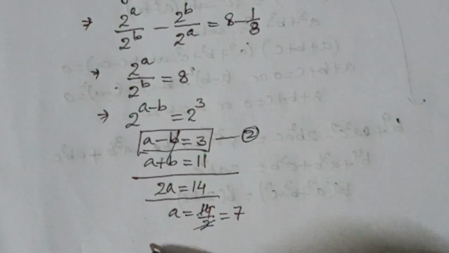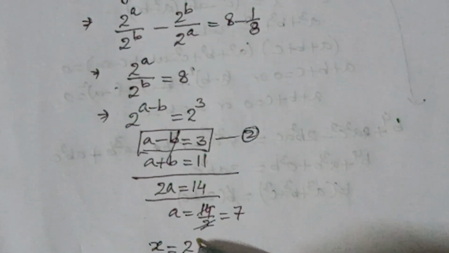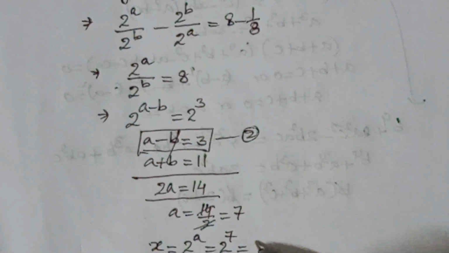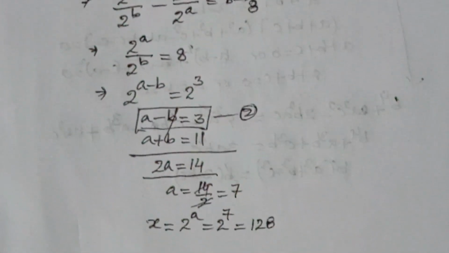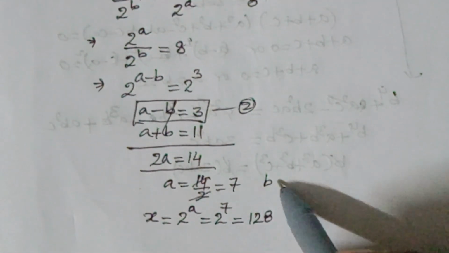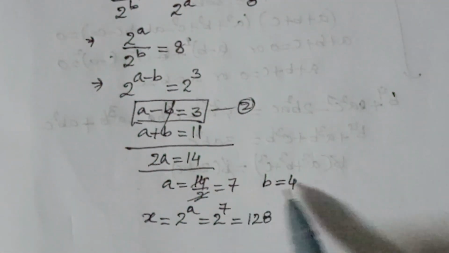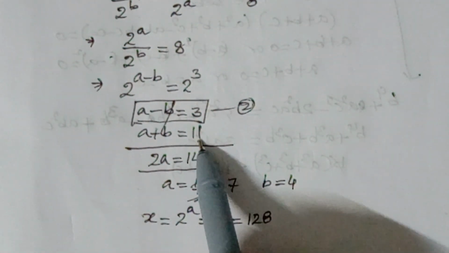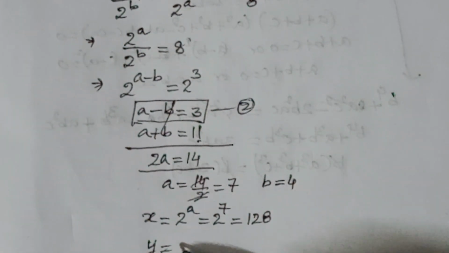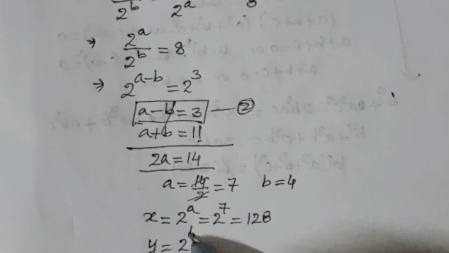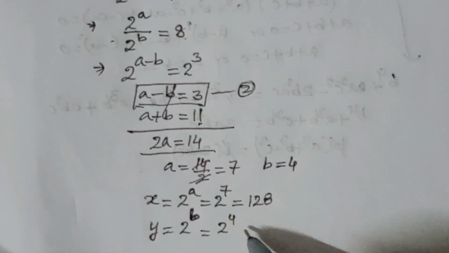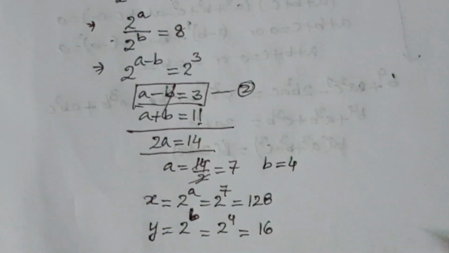So x is equal to 2 power a, that is 2 power 7. The value is 128. Now from this you can get b value 4. a value 7, b value 4. Then only you'll get 11. So here what you'll get, y is equal to 2 to the power of b, that is 2 to the power of 4 is equal to 16 now.